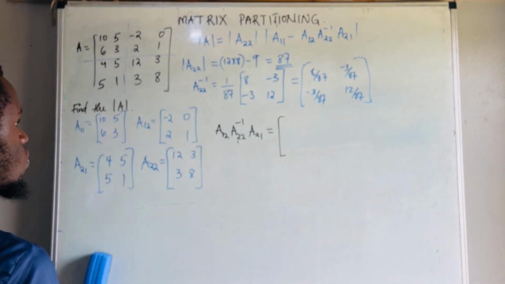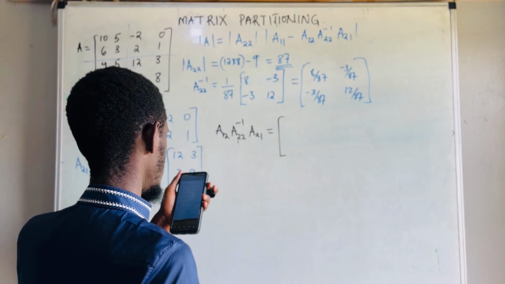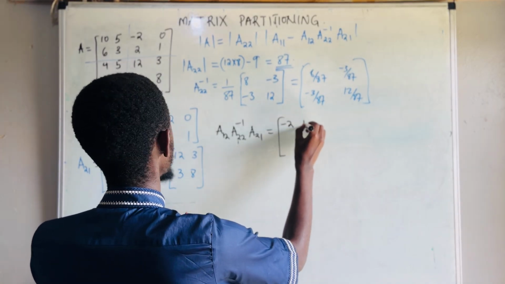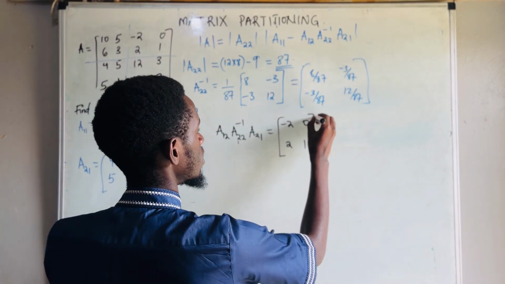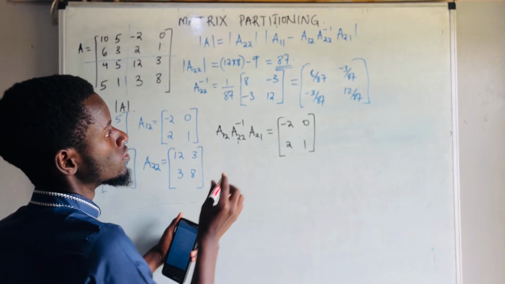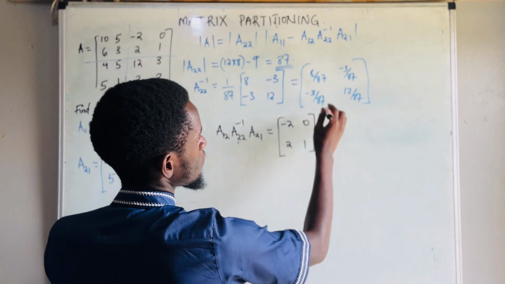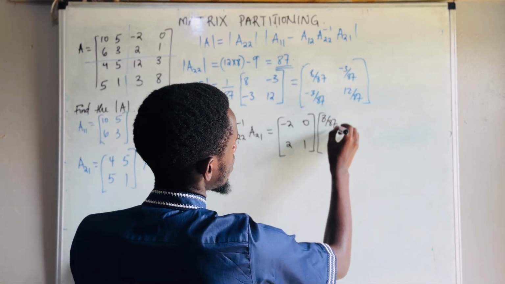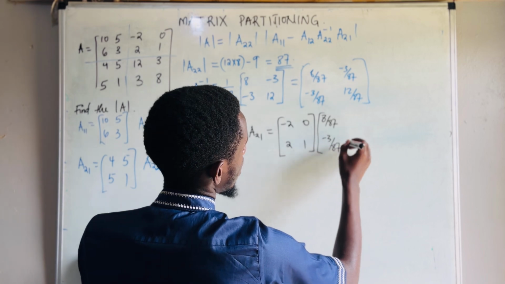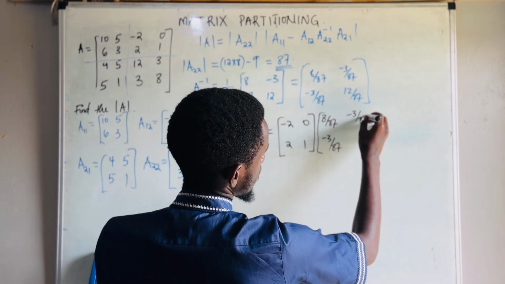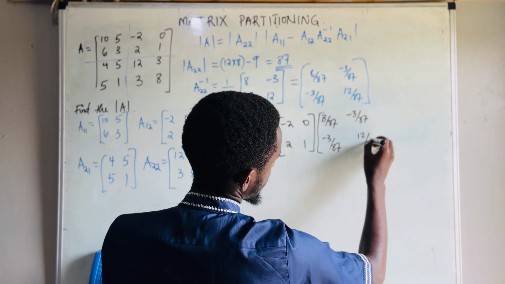What is A12? A12 is [-2, 0, 2, 1], like this one here, times the inverse. The inverse is this from here. We have 8 over 87, negative 3 over 87, and then negative 3 over 87, and then 12 over 87.